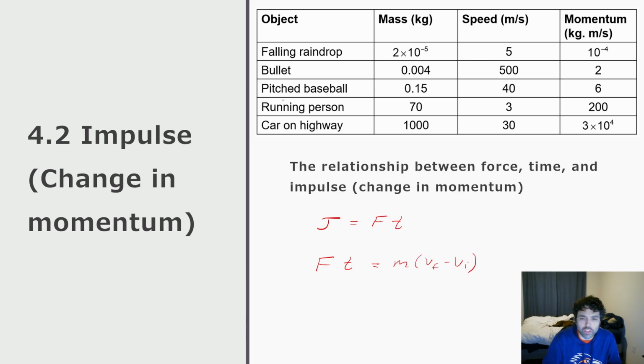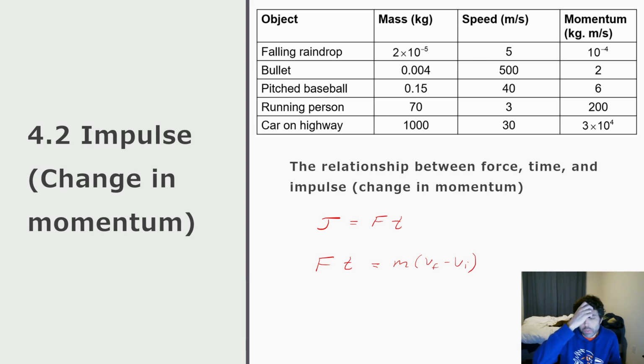Now, let's look here. I have a list of some common momentums of different objects. You'll see a falling raindrop, going at that speed and with that mass, has a momentum of 0.0001. By the way, the momentum units are kilograms times meters per second. There's no special word for it like newtons or anything. A bullet has a momentum of 2, a 4-gram bullet. A pitched baseball has a momentum of 6. It's going 40 meters a second, which is about 100 miles an hour. Maybe it's actually faster than that. I'm not sure, but it's pretty fast. Then a running person, a car on the highway.